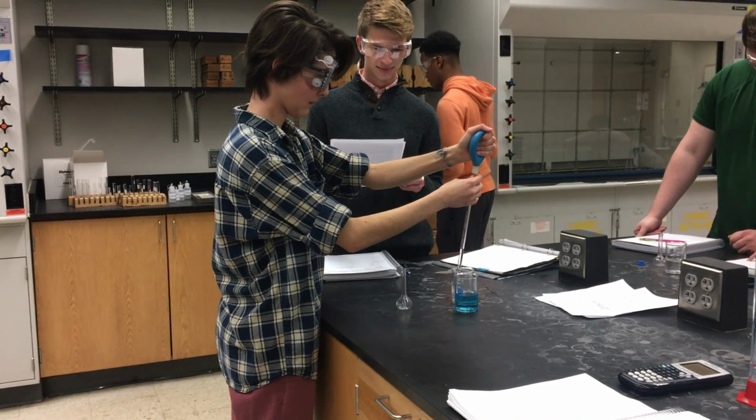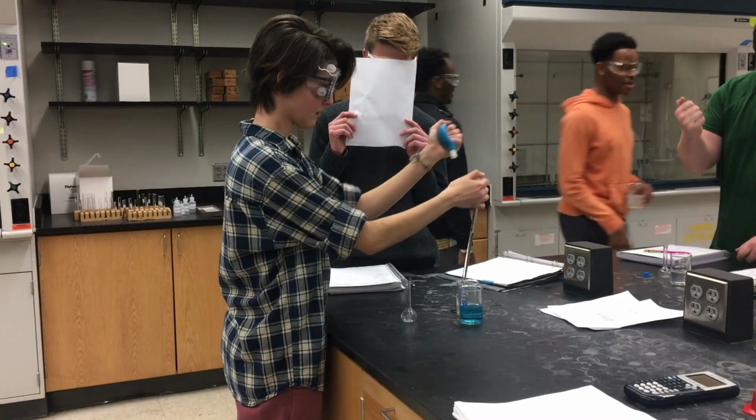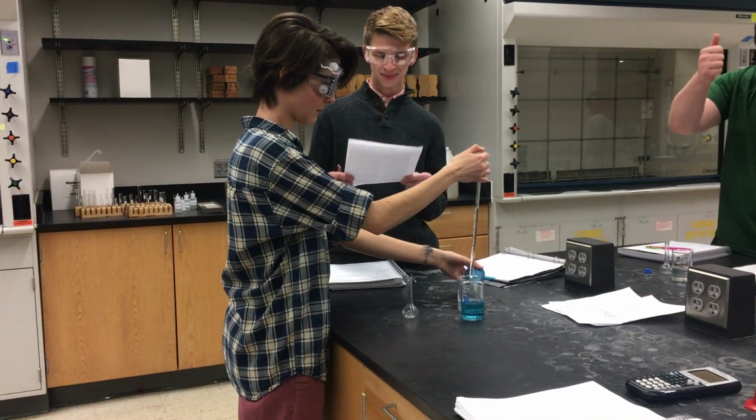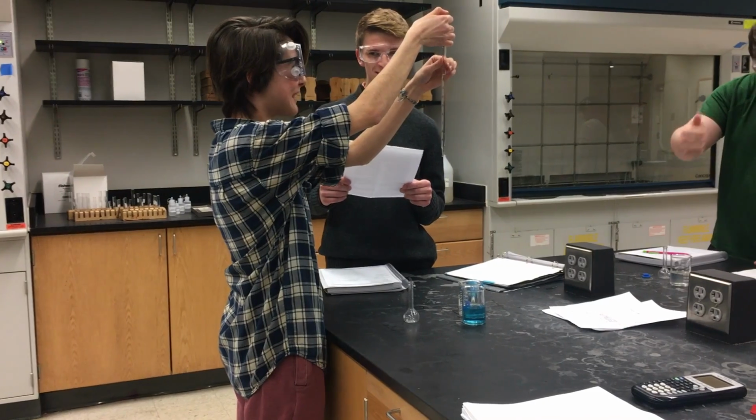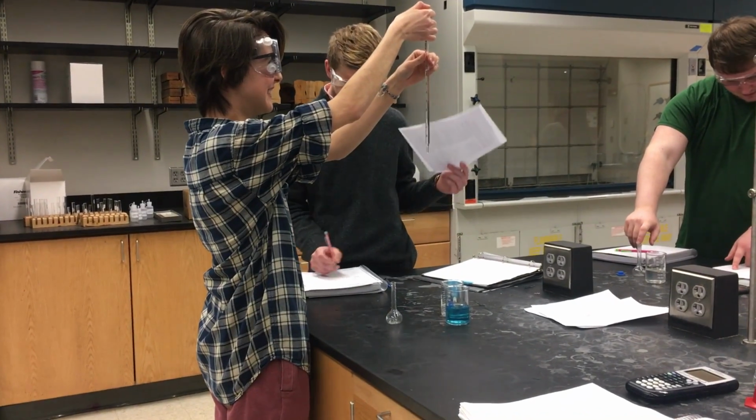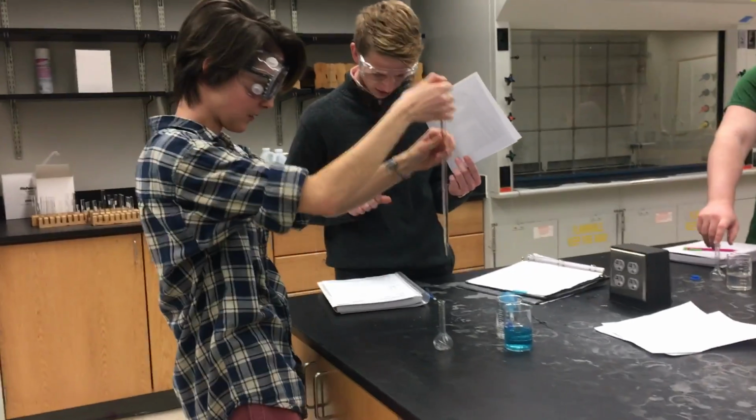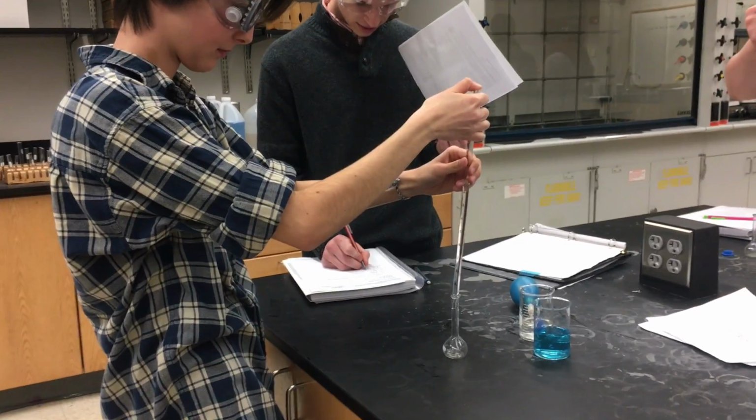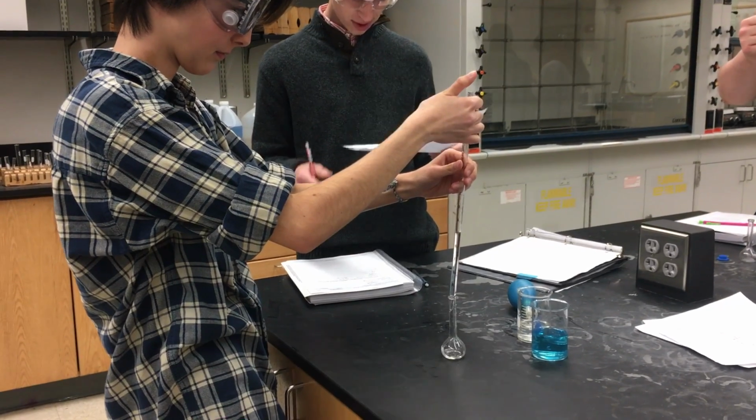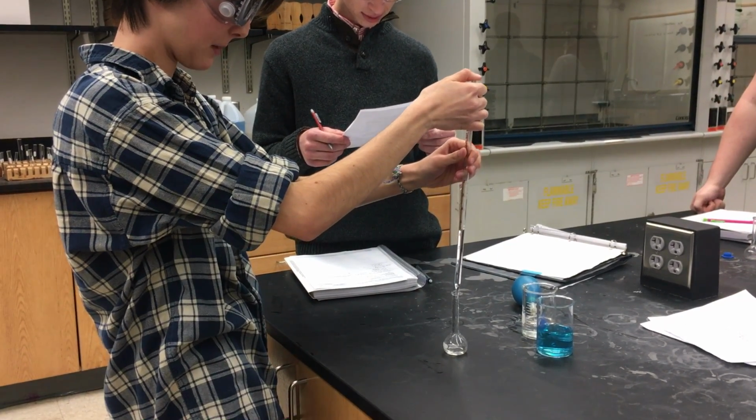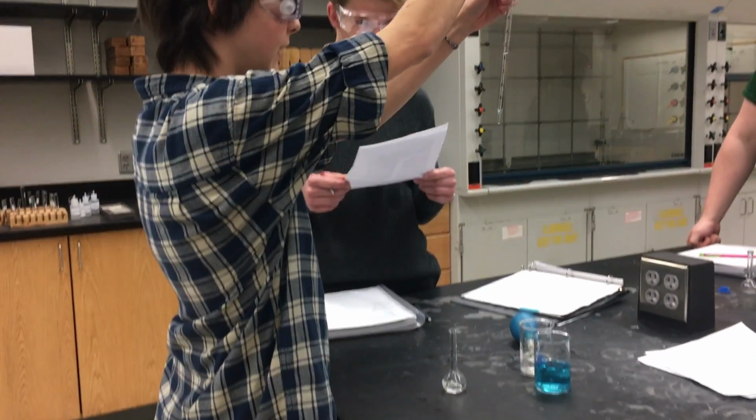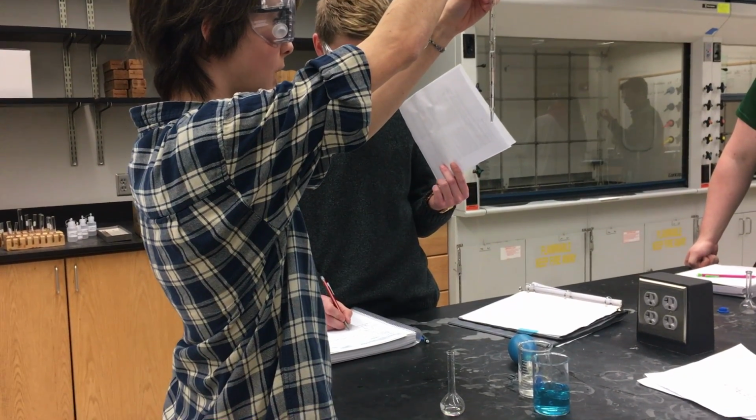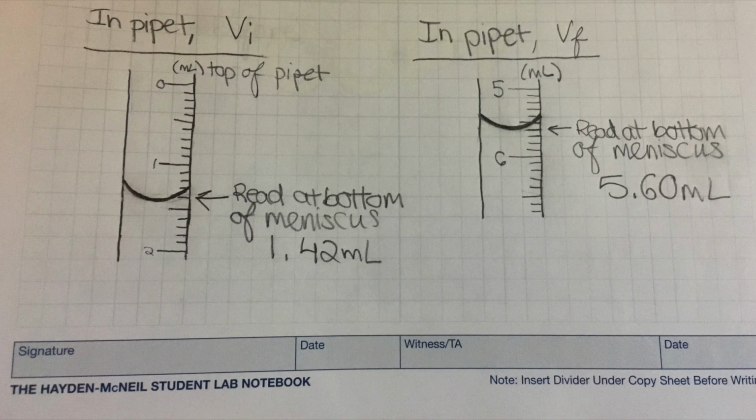Here, I transfer stock solution from the beaker into the volumetric flask. First, I read the initial volume out to Alan as I look at the meniscus. I put some in the volumetric flask and then read the final volume to Alan. The final volume minus the initial volume will give us the volume of the stock solution used in the dilution. This is V1.